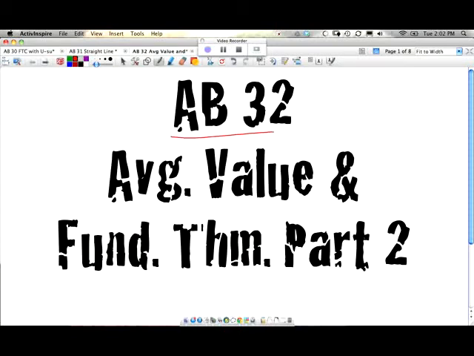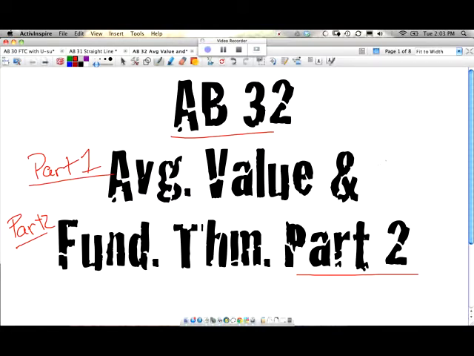Alright, today we are looking at AB32, average value and fundamental theorem part 2. We're actually going to look at this in two parts. Part 1 is right here, the average value, and part 2 is going to be fundamental theorem part 2. Lots of part 2s in there. So we're going to split this up into two videos.